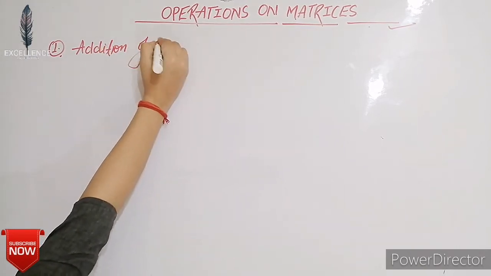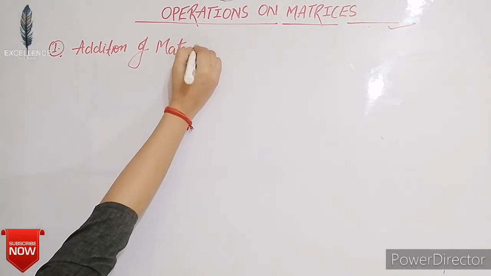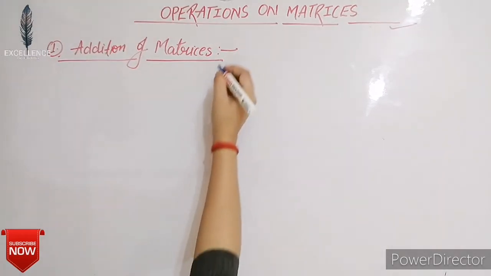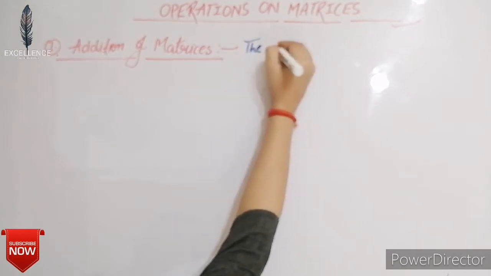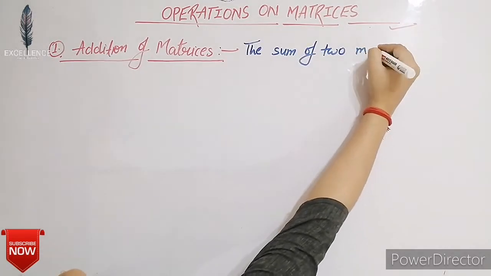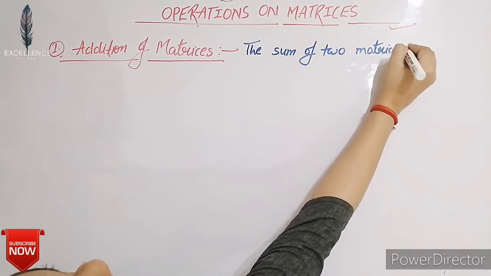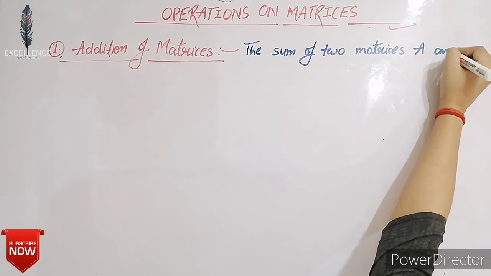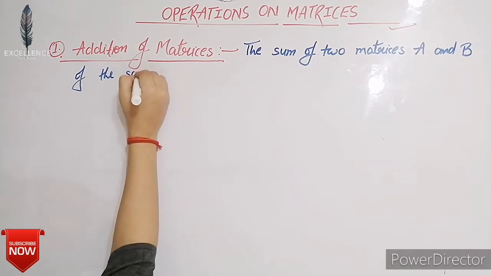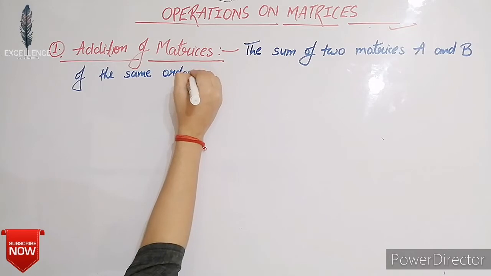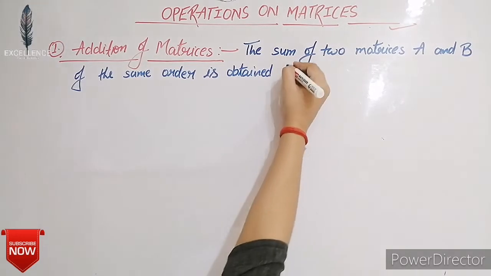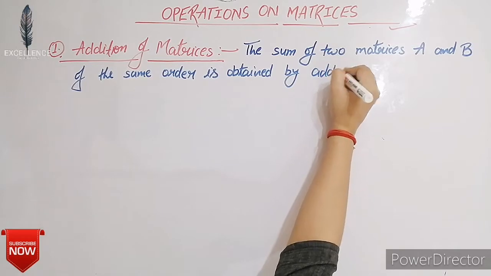Addition of matrices. In this operation, let's see the sum of two matrices A and B. The sum of two matrices A and B of the same order is obtained by adding the corresponding elements.